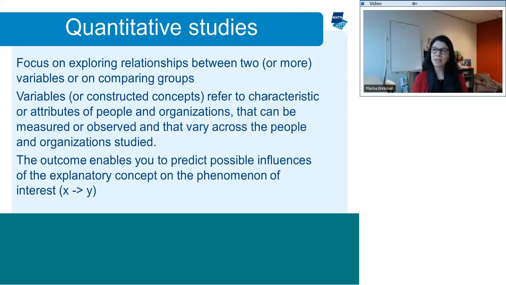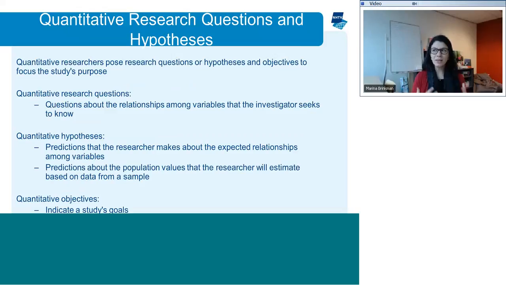And the outcome of quantitative studies helps you to predict. That's inherent in quantitative studies. Quantitative researchers are keen on predicting behavior. They are keen on predicting attitudes. They are keen on finding possible influences of the explanatory concepts. So what are the influences of the X on Y?